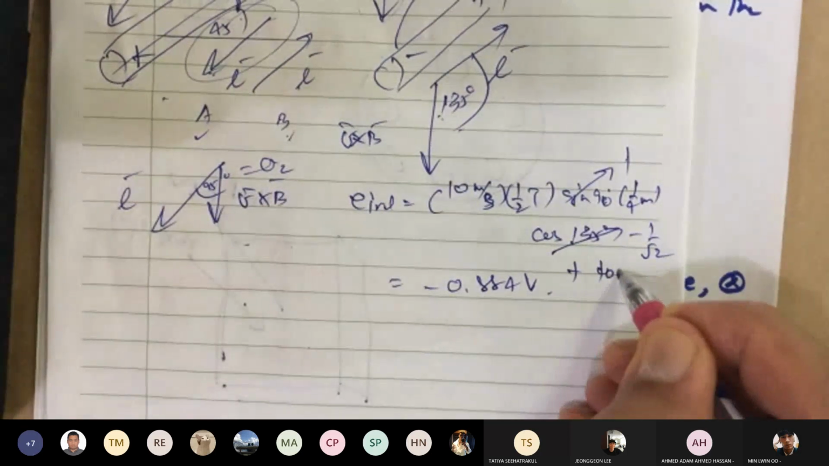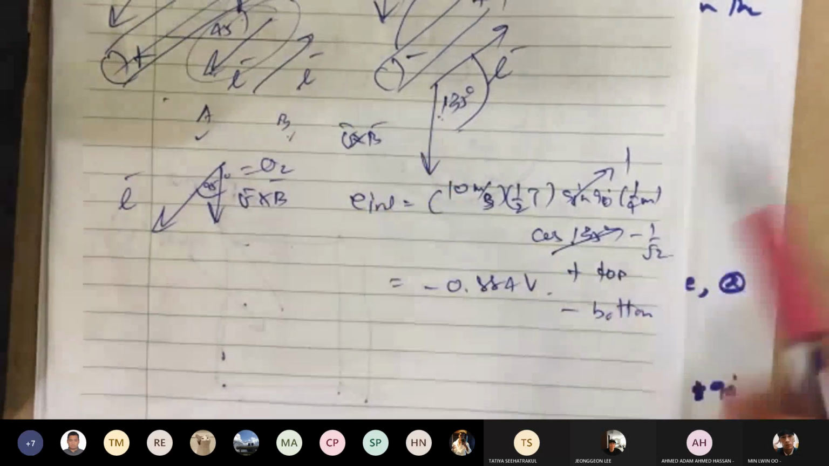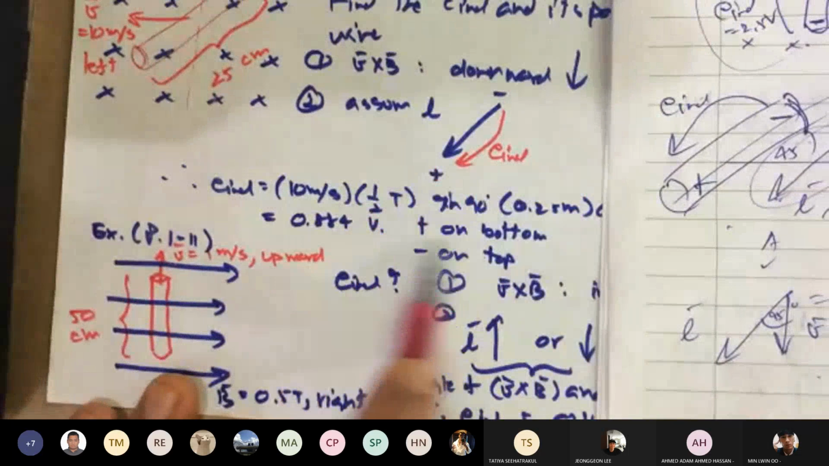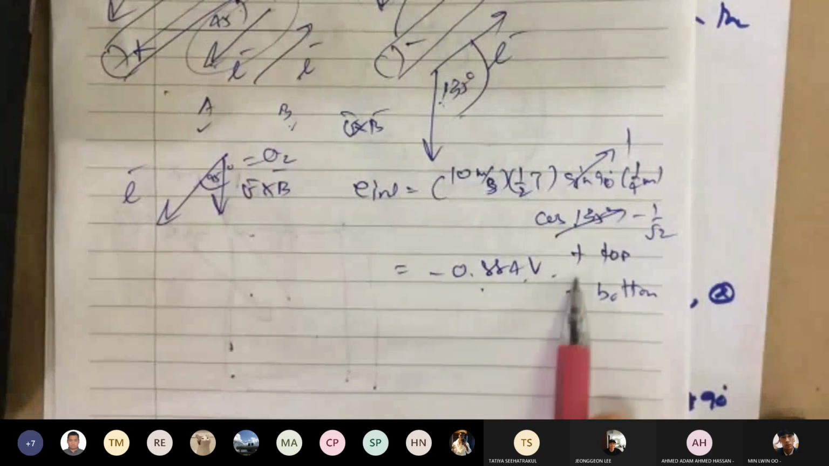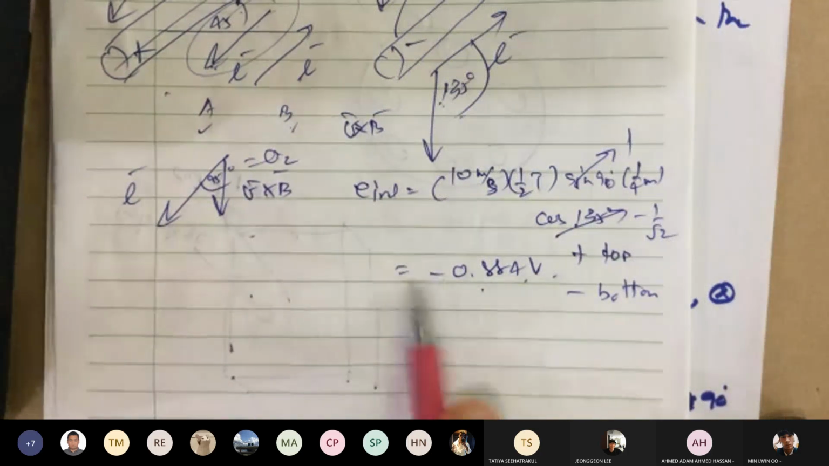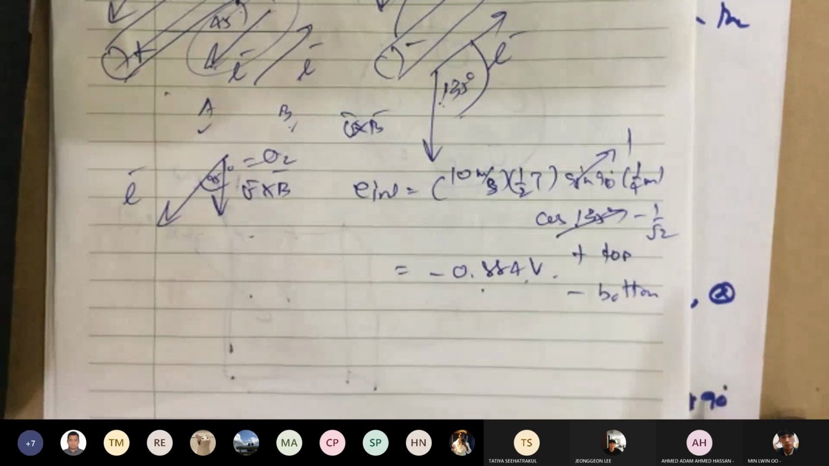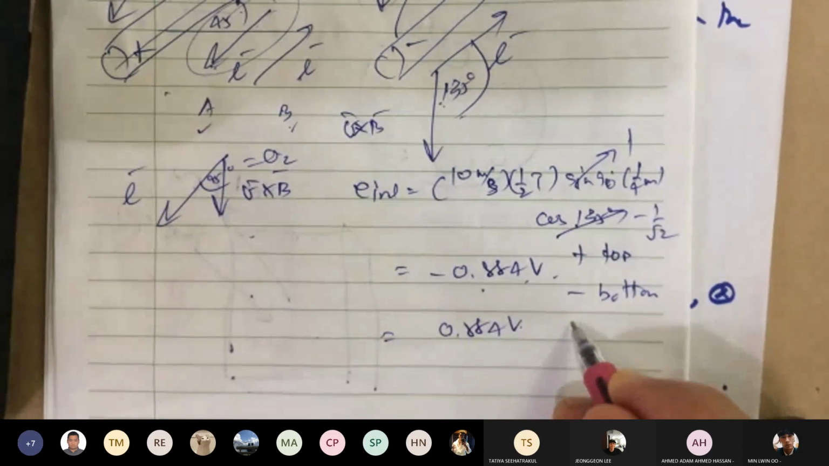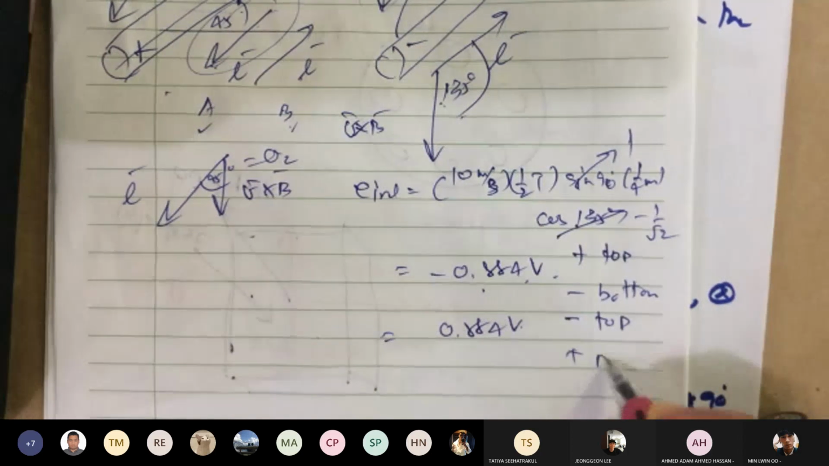Positive on top, negative on the bottom, as shown here. And again, same answer as this. If I want to express this in positive values, I can just multiply it by the negative and then switch this polarity. I can say it is equal to 0.884 volt, and then negative on top, positive on the bottom.